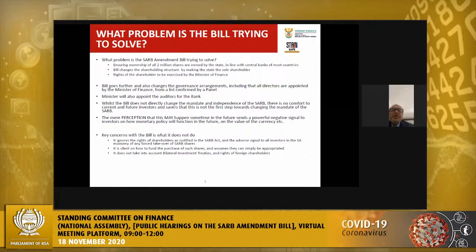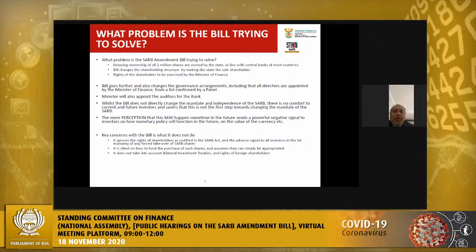Next slide. So Chair, the issue for us is, what problem is the bill trying to solve? As it states clearly, it is trying to ensure the 2 million shares are all owned by the state. As I said, this is in line with the central banks of most countries, so the idea itself is not by any means revolutionary. It's actually the norm. The bill changes the shareholding structure by making the state the sole shareholder, and the rights of the shareholder are then exercised by the Minister of Finance.